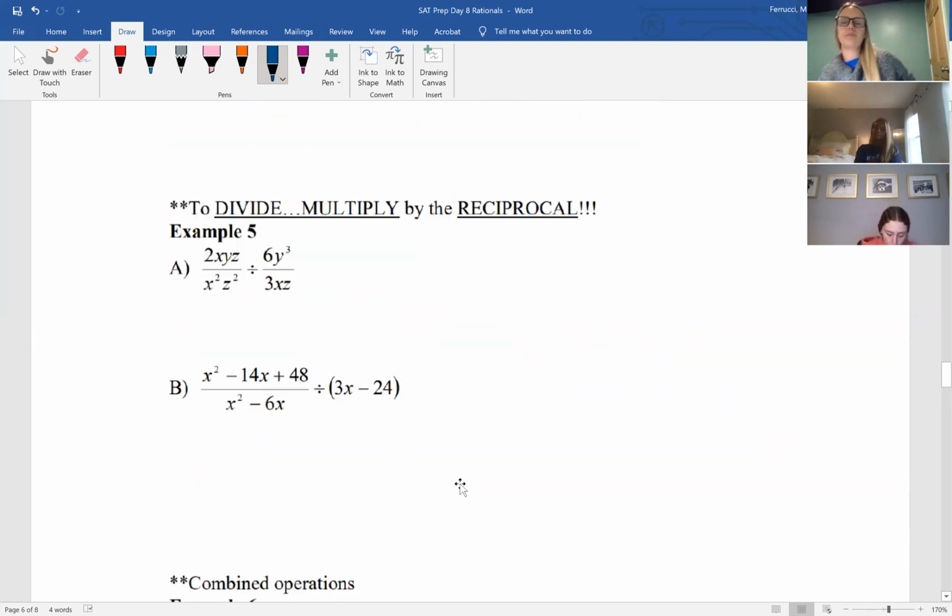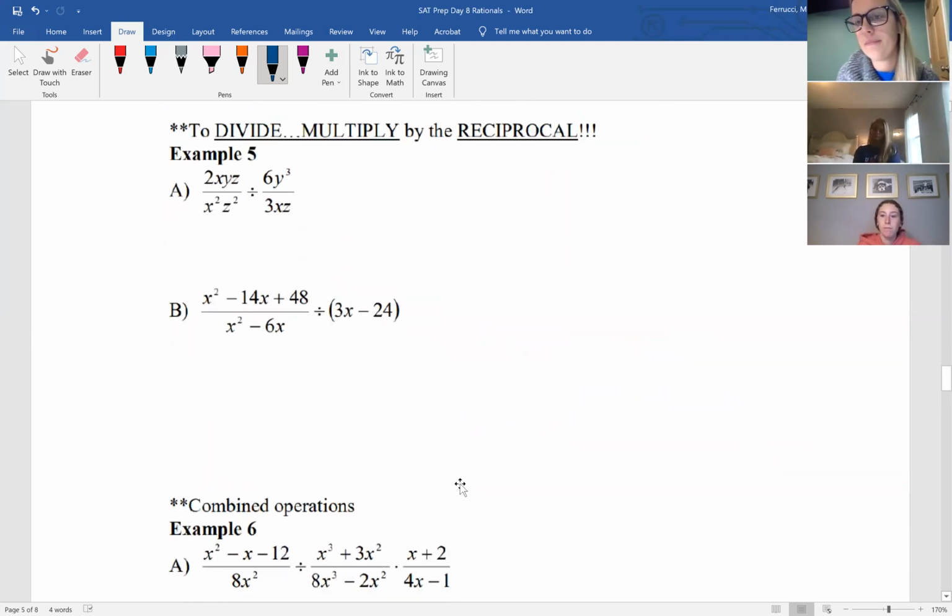Okay, so for division, it's not much different from multiplication because we are going to be using multiplication, but what you have to do first is keep the first one, change it to multiplication, and flip the second one. So it's called keep, change, flip. So looking at letter A, we'll do this one first.